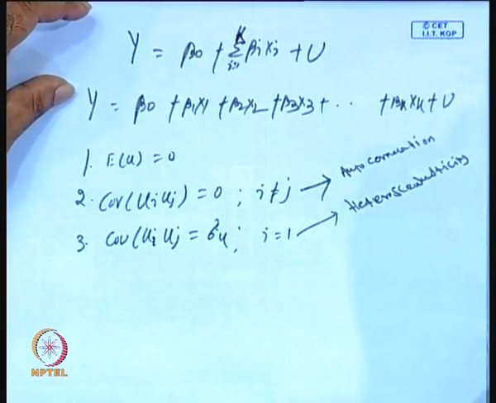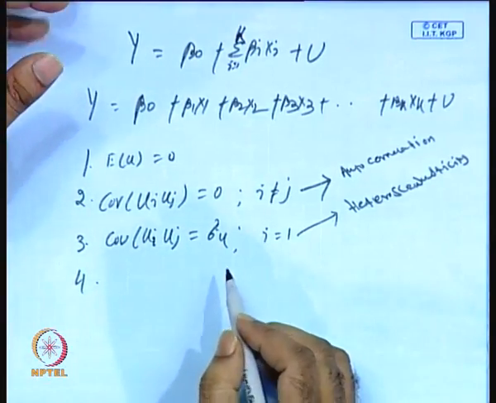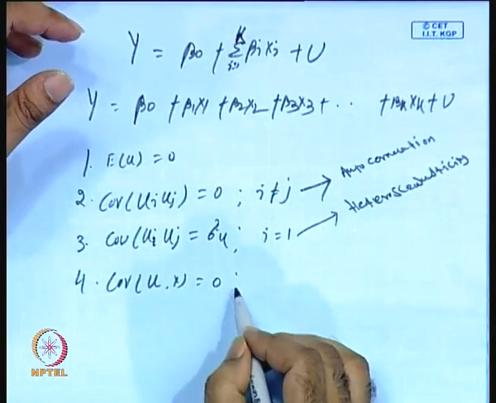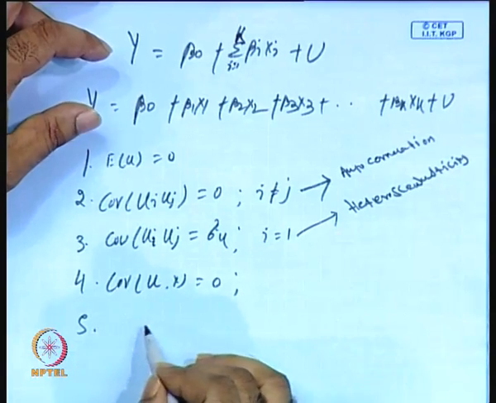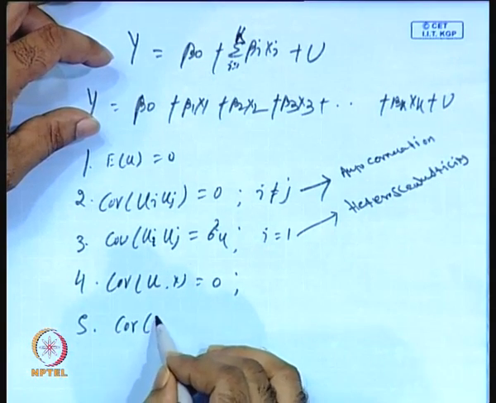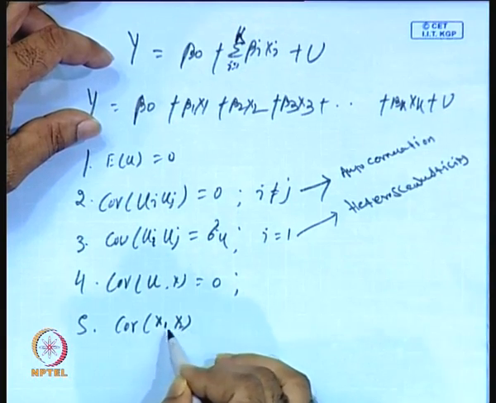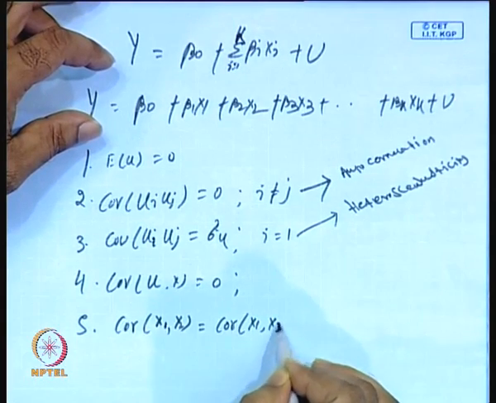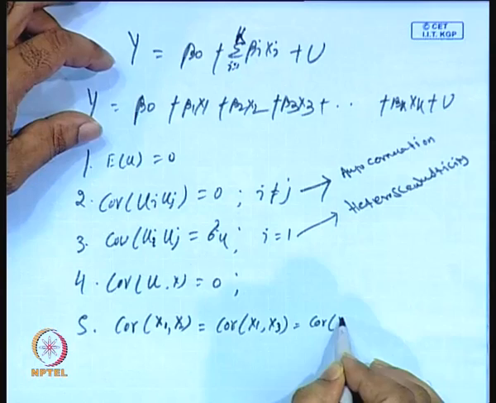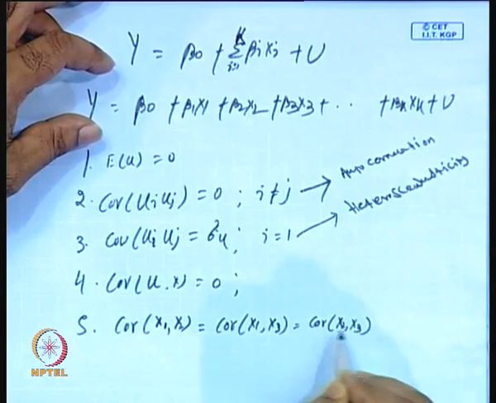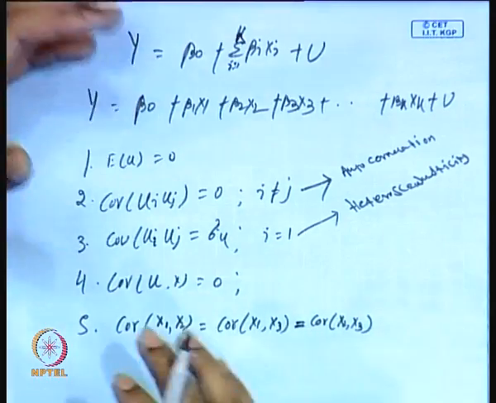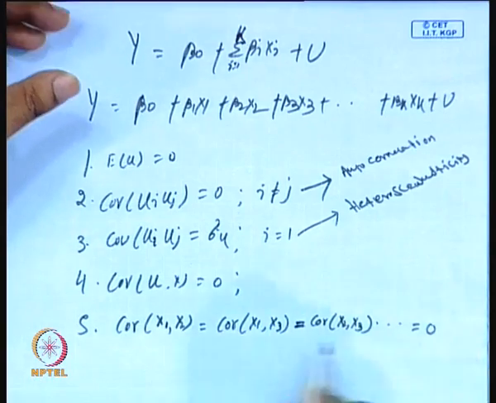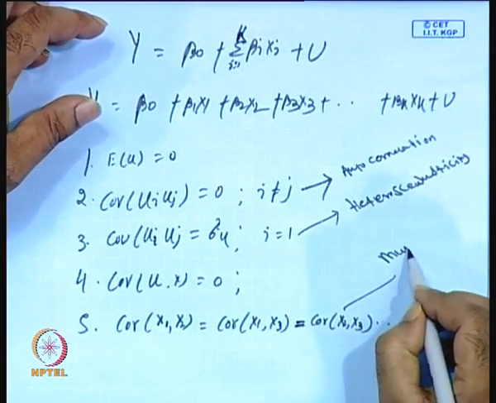And the fourth assumption is that the covariance of u and x must be equal to 0. And the fifth assumption is that the correlation or covariance between x1 and x2, or between x1 and x3, or between x2 and x3, like this, so many pairs you will find, must also be equal to 0. If not, this particular structure is called a multicollinearity problem.